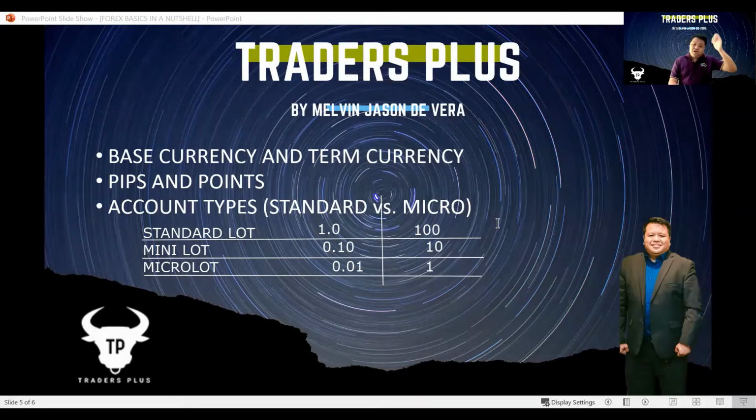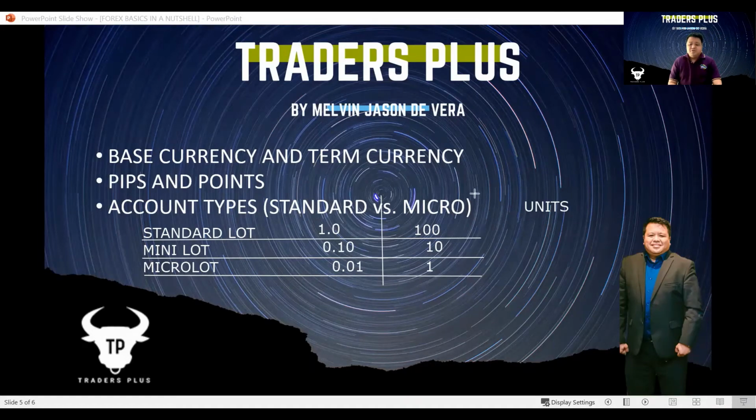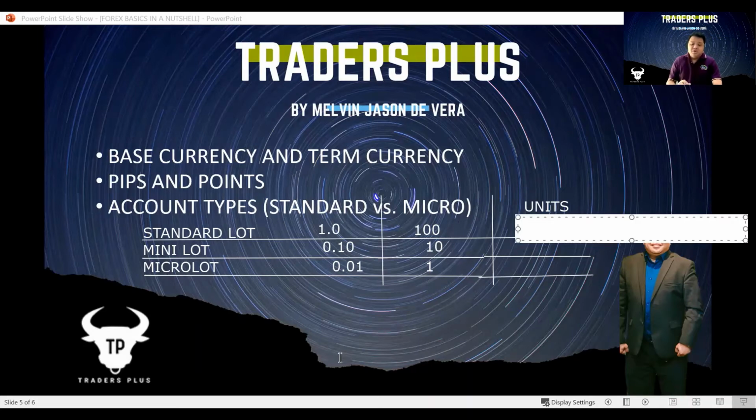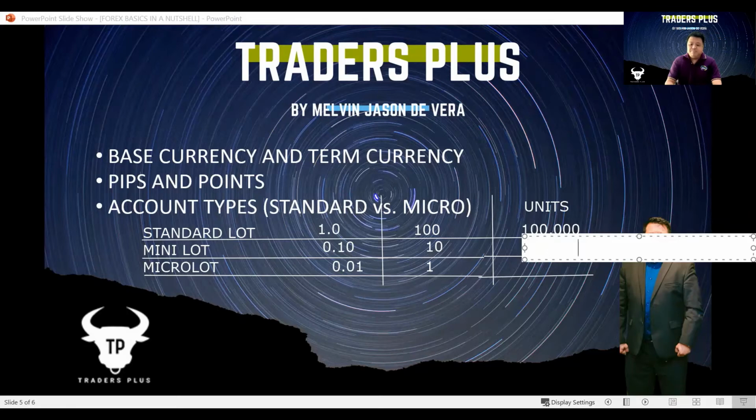Okay? So, the same equivalence in terms of units, okay, for the standard and micro, it's the same. So ito, yung 100 micro is equivalent to 1 lot or 100,000 units. Ito naman ay 10,000 units. At ito ay 1,000 units.